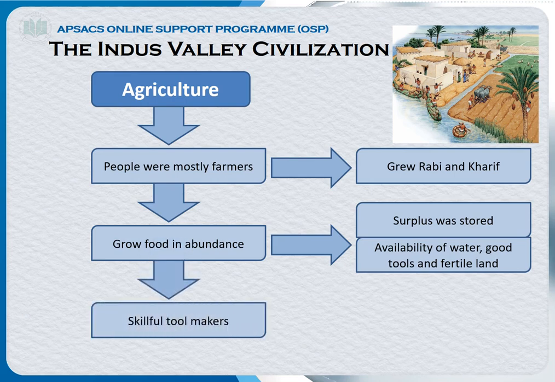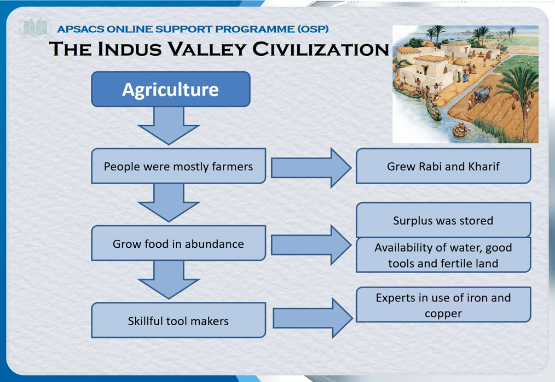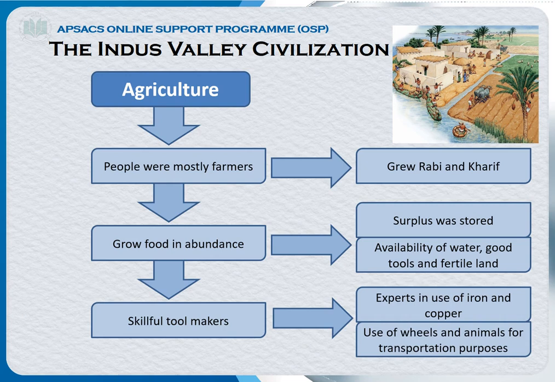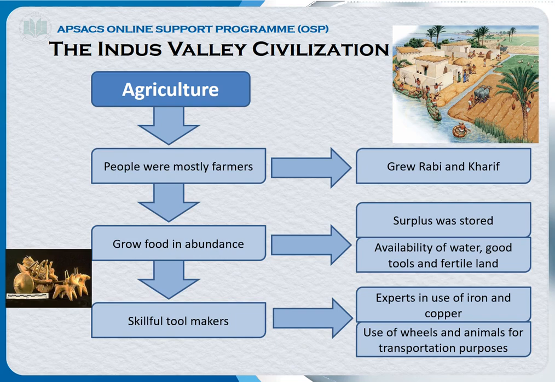Now, the Indus Valley people were very skillful tool makers, and they developed an expertise in the use of metal, mainly iron and copper. And their bull cart toys notably depict the use of animals and wheels for transportation purposes.